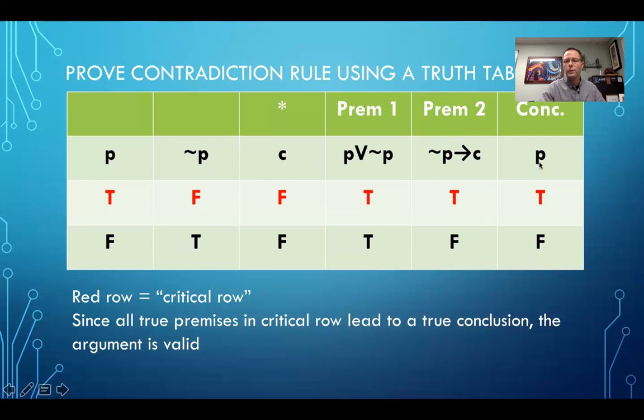And of course, the conclusion is P. I've actually just rewritten P over here because it's written here, but it's the conclusion. So look, here's our critical row where our premises are true. And this red row isn't a critical row, you see, because there's a false in this premise. In this critical row, we've got a conclusion that's true. So it's a valid argument form. It's the way that you prove an argument form is valid.